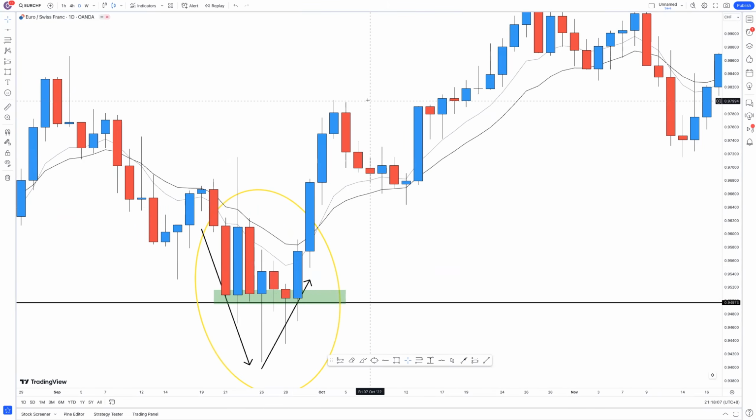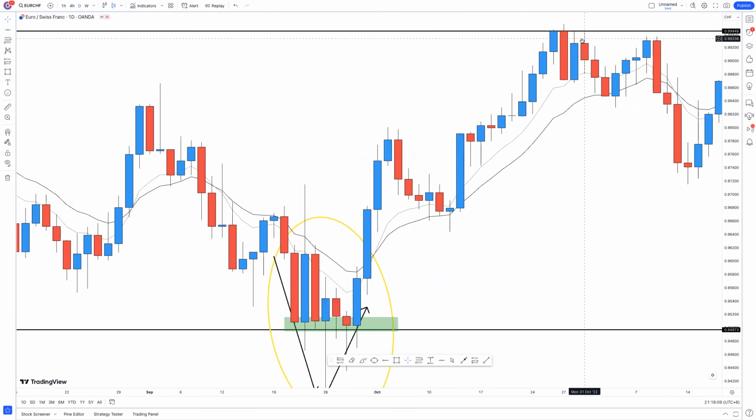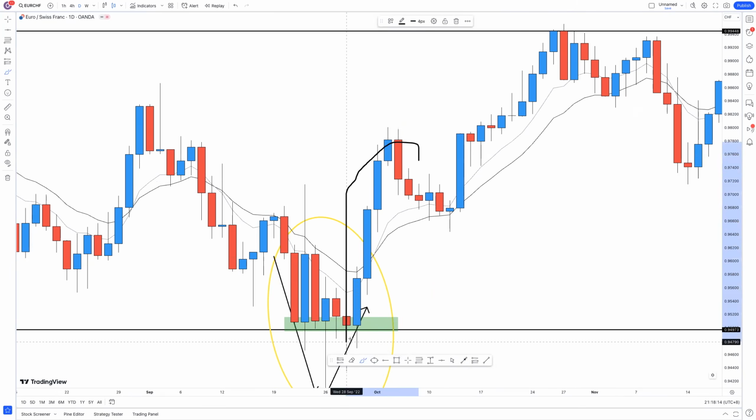Price starts creating higher highs, higher lows, and we see that price is approaching this resistance level. At the start, there's a lot of buying momentum and buying pressure. How do we know that? Look at the candlestick body. Big bullish candlesticks, a lot of buying pressure and momentum pushing the price up. And then a retrace, and then a lot of buying momentum and pressure continue pushing the price up.